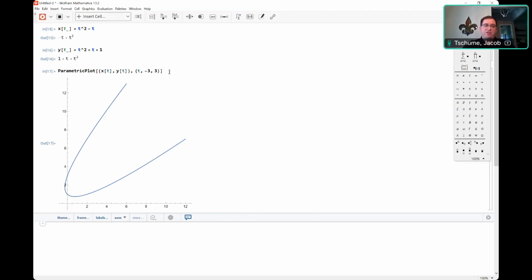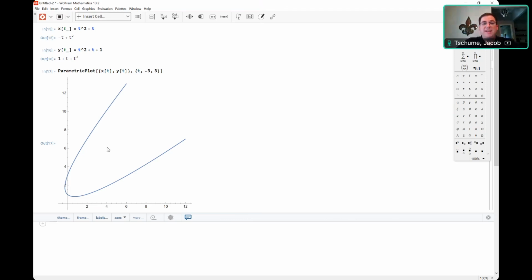Now, as far as the application stuff goes, one of the first things that we did during class was we learned how to find the equation of a tangent line to a parametric curve. So what I would like to do is we're going to use this exact same x and y, and we're going to use this curve, and let's find the equation of the tangent line.